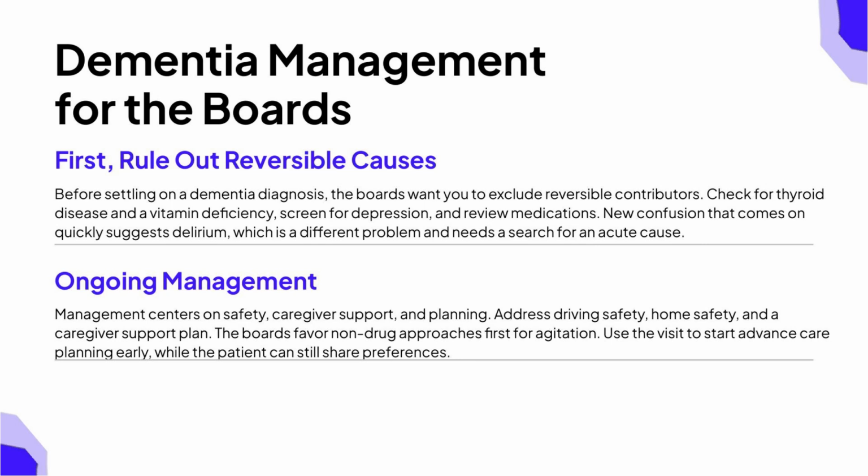Once you are dealing with true dementia, management centers on safety, caregiver support, and planning. Address driving safety, home safety, and a caregiver support plan. For agitation, the boards favor non-drug approaches first, and use these visits to begin advanced care planning early while the patient can still share their own preferences.